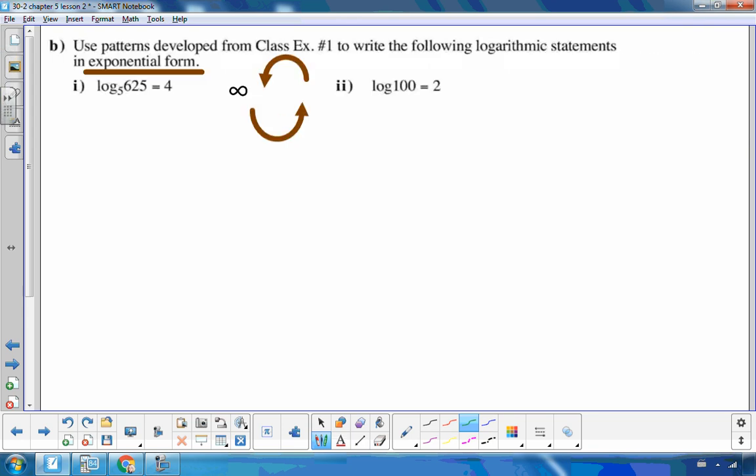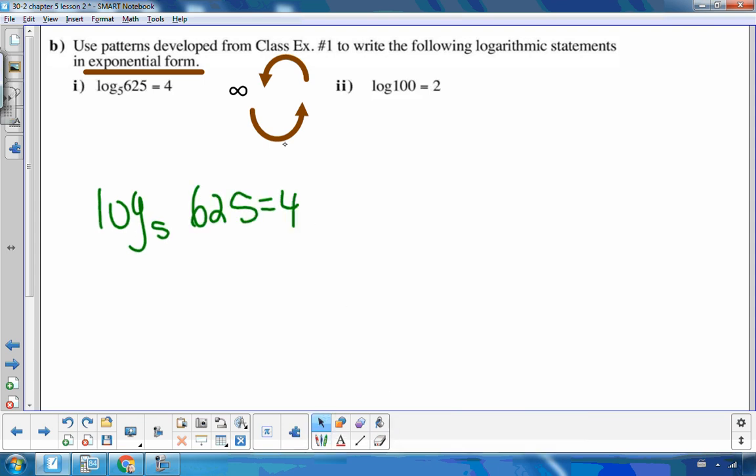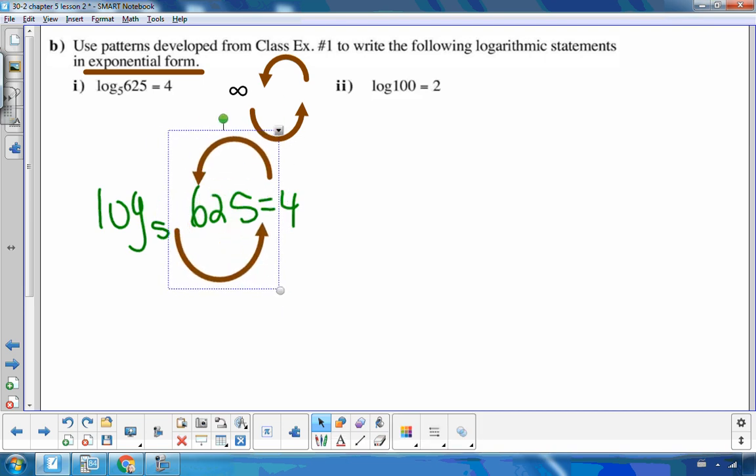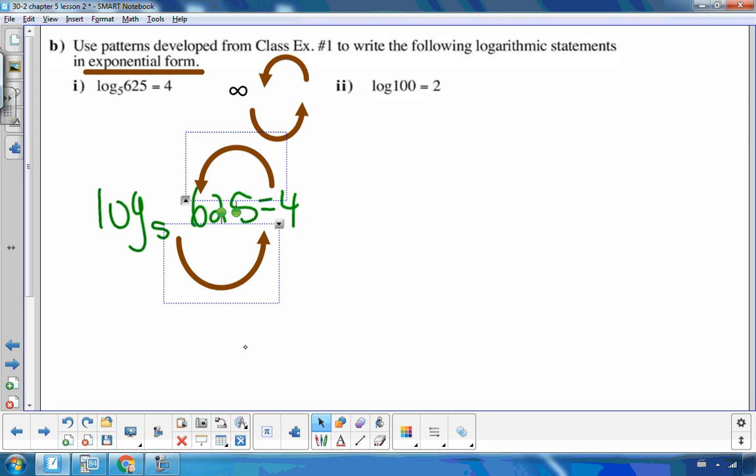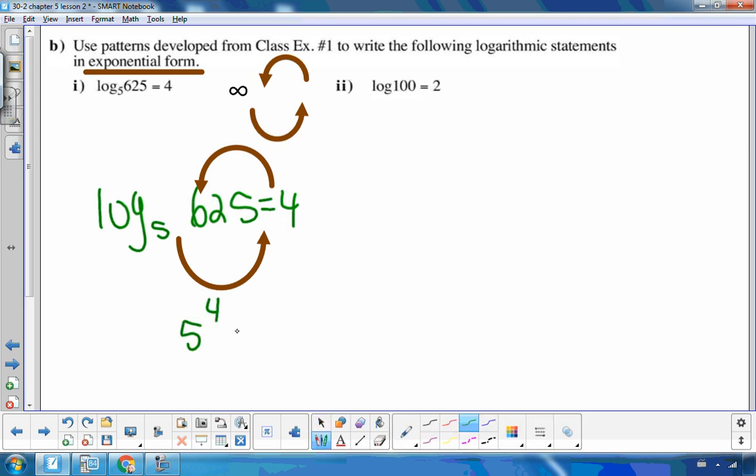Okay, now I have some log forms and I want to write them in exponential form. So since I want to go from log to exponential, I use the circle of logs. So I just write this out here, and then I'll use the circle of logs to come up with that. So I'm going to go base to my answer equals my exponent. So 5 to the exponent of 4 equals 625.